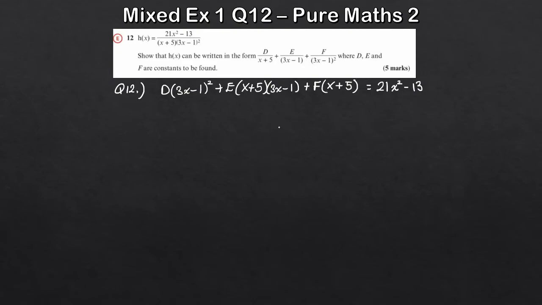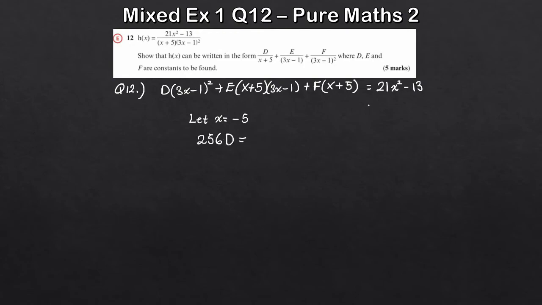So I can spot straight away that if I let x equal minus 5, this would be 0, that would be 0, so we eliminate e, we eliminate f, and we're solving for d. So if x is minus 5, that would be 15, 3 times, that would be minus 15 minus 1. If you square that, so it's minus 16 squared, you get 256d.